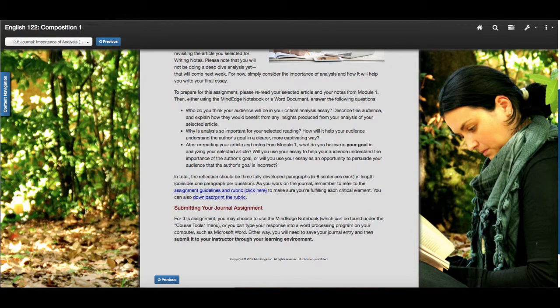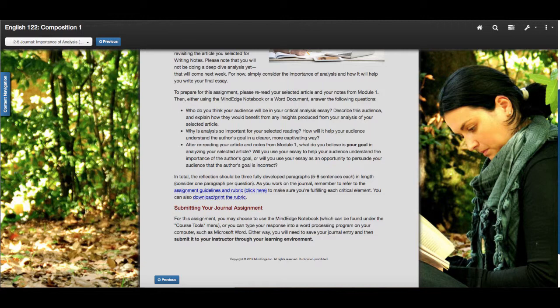And then after rereading your article and the notes from Module 1, what do you believe is your goal in analyzing your selected article? Will you use your essay to help your audience understand the importance of the author's goal, or will you use your essay as an opportunity to persuade the audience that the author's goal is incorrect?